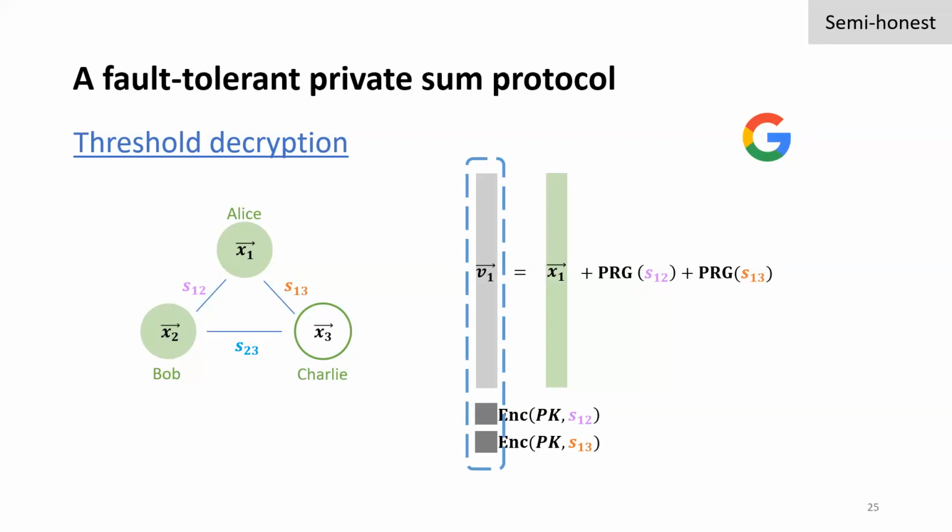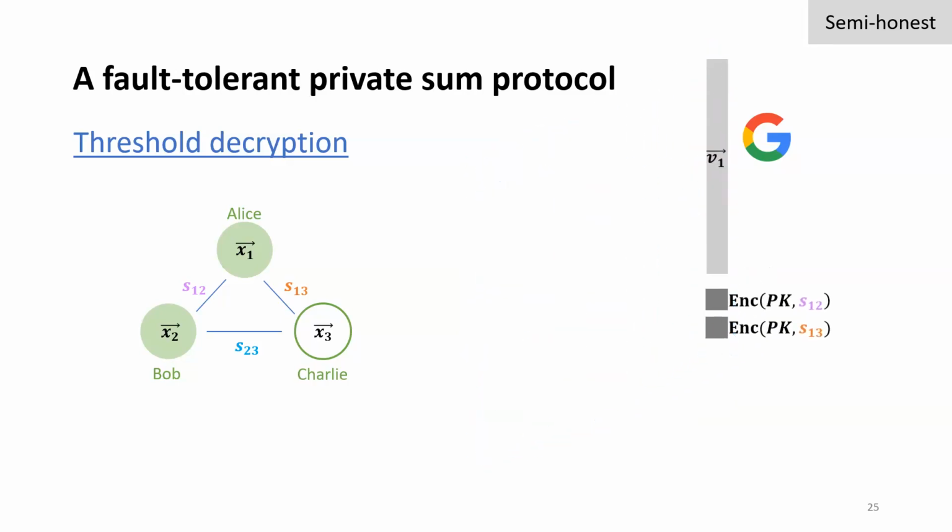So our technique is to have each client append a public key encryption of the short secret to the vector and submit them together to the server. Assume there's a system-wide public key, and we'll later discuss the associated secret key. So now the server will get the vector and two ciphertexts.